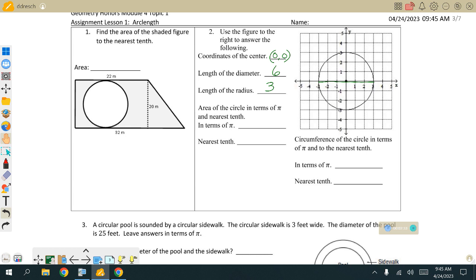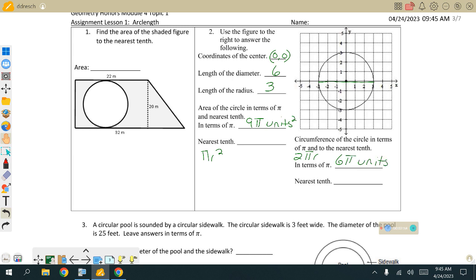Just make sure you use the right formula. Area is pi r squared. Radius is 3, so 9 pi. And we also got the circumference formula, 2 pi r. 2 pi r, radius is 3, 2 times 3 is 6 pi.